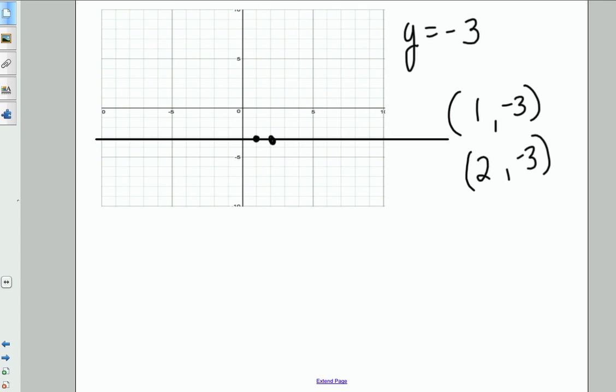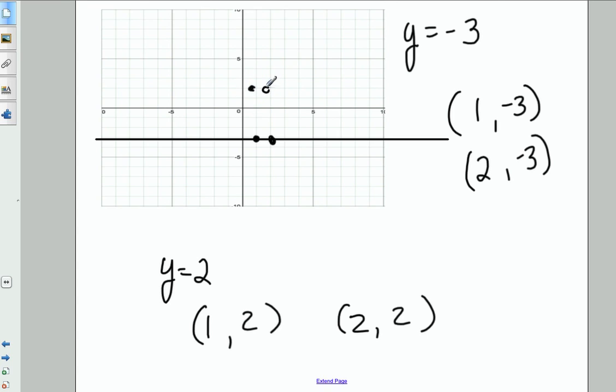If I told you, for example, let's do y equals 2. Then that means I have at least 2 ordered pairs and both of their y values are 2. So if you graph like 1, 2, and 2, 2, 1, 2 would be here, 2, 2 would be here, and then you connect the dots. Does that make sense? Evan?